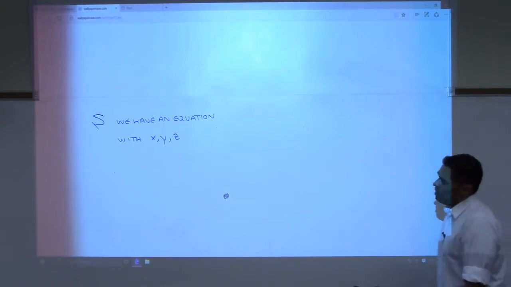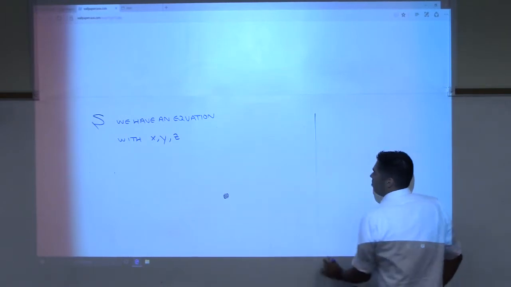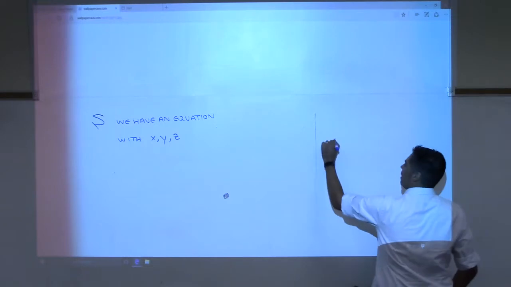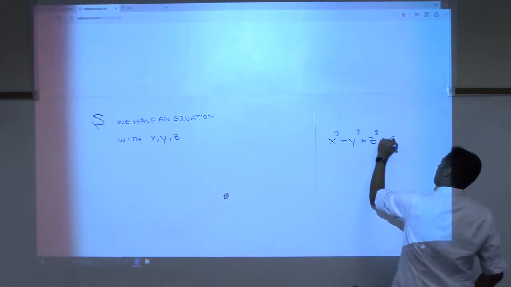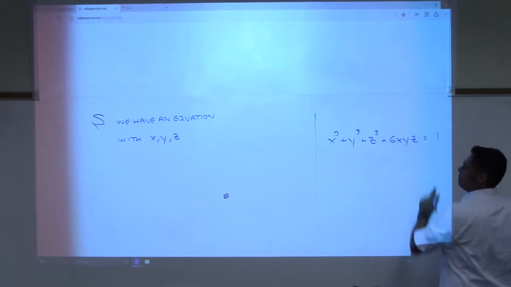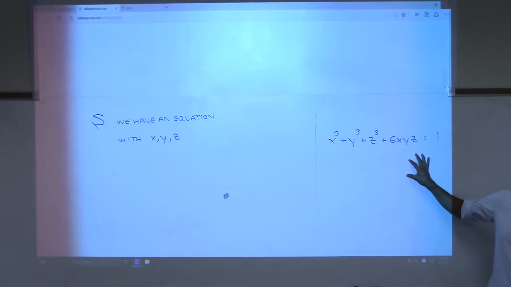So this is applicable to a lot of things that we're going to do. All right, so we have some equation that has x, y, and z in it. The example, I'll just write it to the side, the one we just used, right? X cubed plus y cubed plus z cubed plus 6xyz equals 1. That's an example of an equation that has those three variables in it.